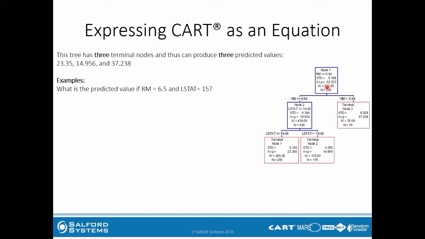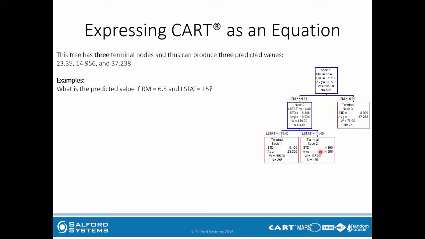So Rm is equal to 6.5, so we're going to go left because that satisfies this condition. And then Lstat is equal to 15, so we're actually going to go right because it satisfies this condition, because Lstat now is greater than 14.4 because it's 15, and so our predicted value here is just 14.956.